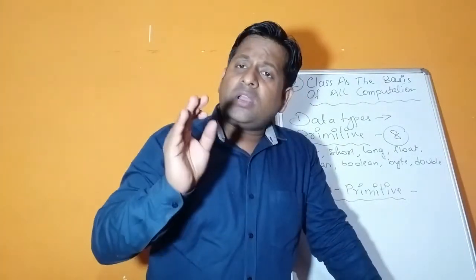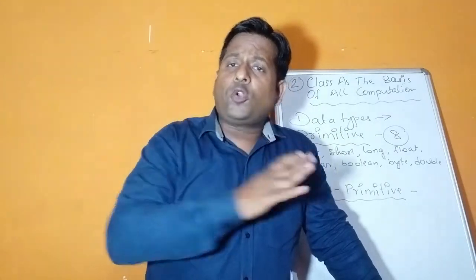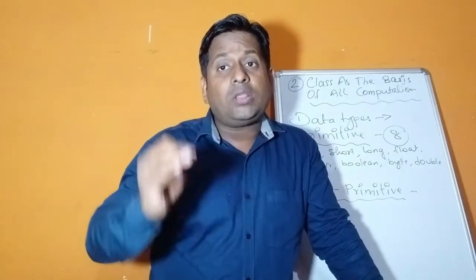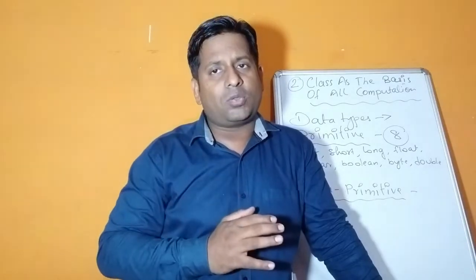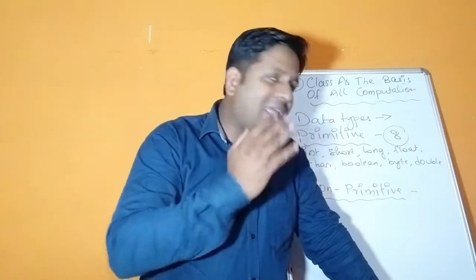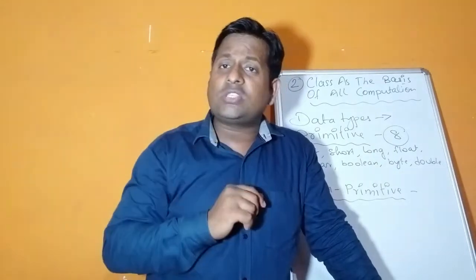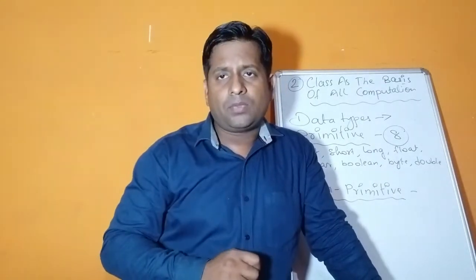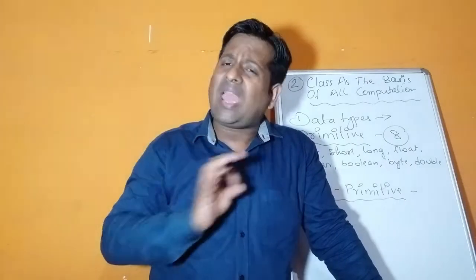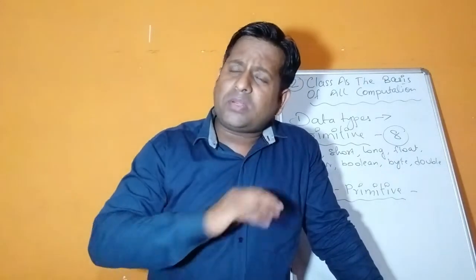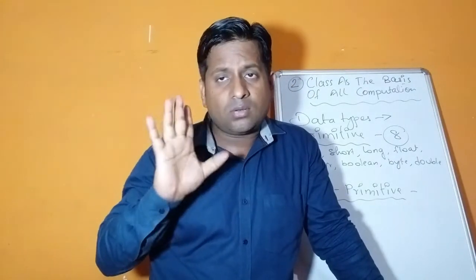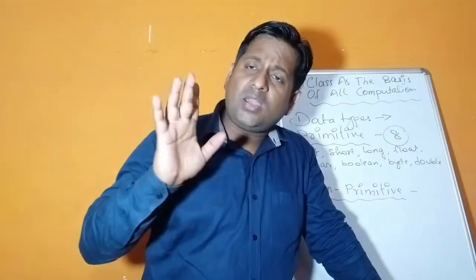Float. Float is a short form of floating point. That means a value with a point. Decimal values are stored with float. Char is short form of character. A single letter but enclosed inside single inverted commas. Okay, single like A, B, C, any alphabet. Even a digit, number, anything but a single letter, enclosed in single inverted commas.